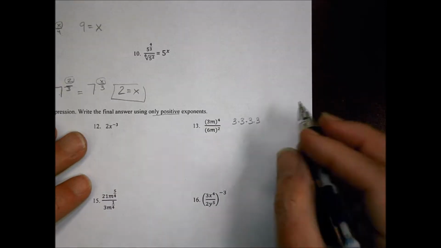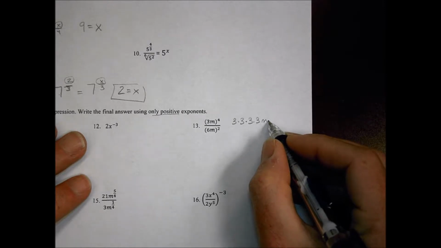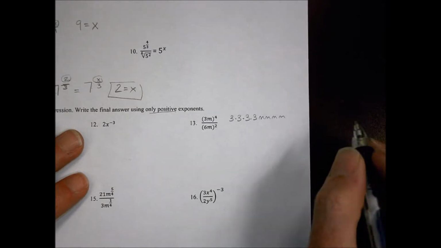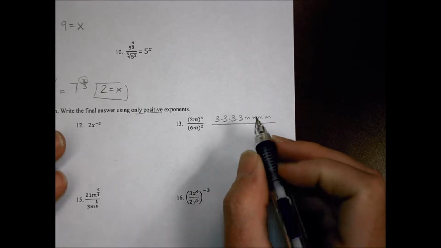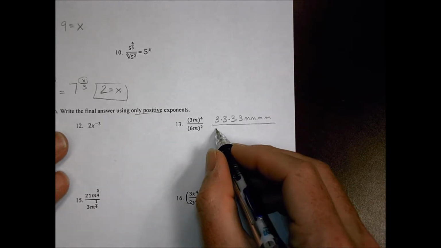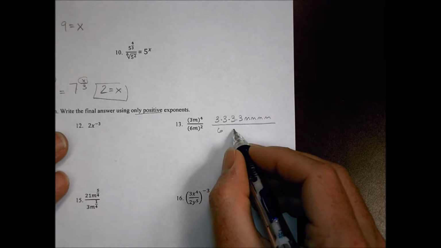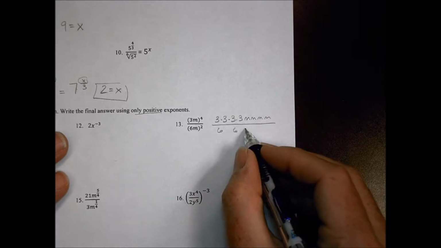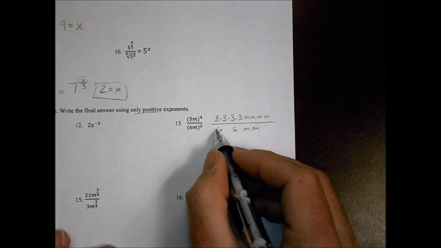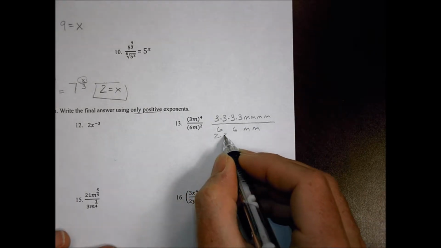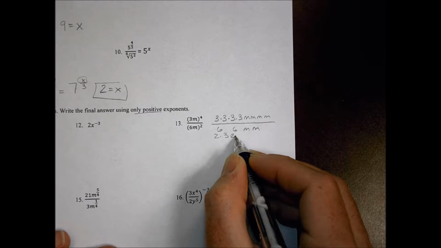Follow me there? And here I have m to the 4th, which is 1, 2, 3, 4. I'm just going to do this the long way real quick, okay? And 6 squared is going to be 2 6s, right? So 6 times a 6. And m squared becomes m and an m. Well, 6 can be rewritten as what? 2 times 3, 2 times 3.